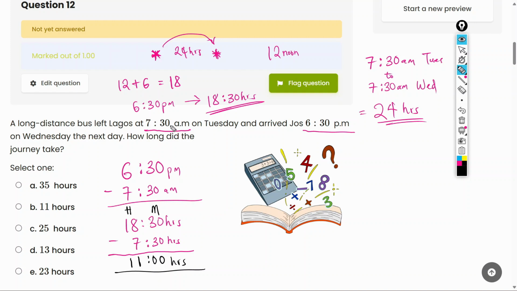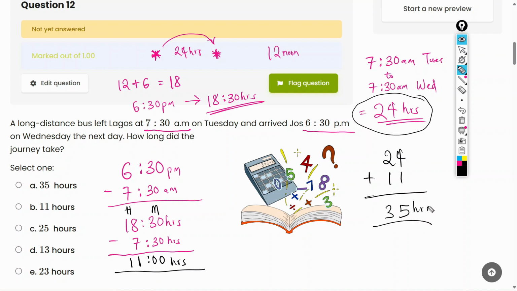So from 7:30 a.m. on Tuesday to 7:30 a.m. on Wednesday is 24 hours like we see here. And then from 7:30 a.m. on Wednesday to 6:30 p.m. is another 11 hours. So our final answer will be 24 hours plus 11 hours. 4 plus 1 is 5. 2 plus 1 is 3. That's 35 hours. And we have that here.